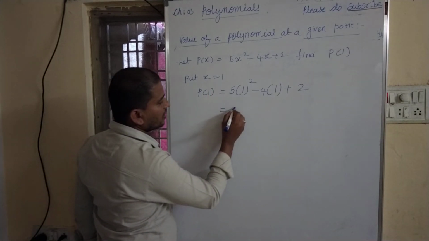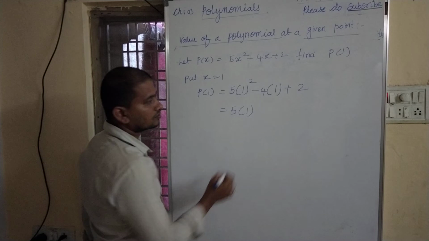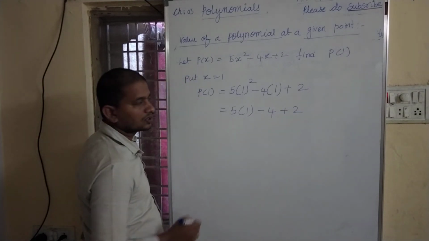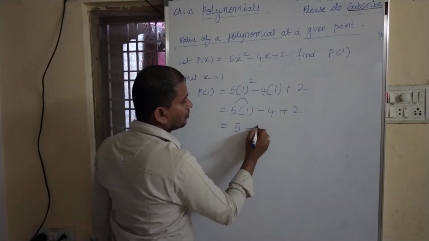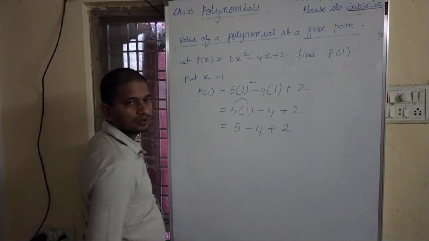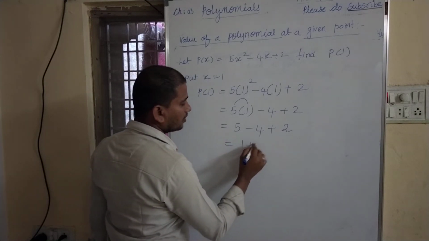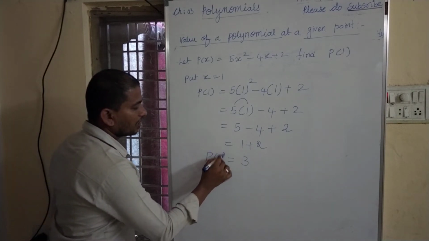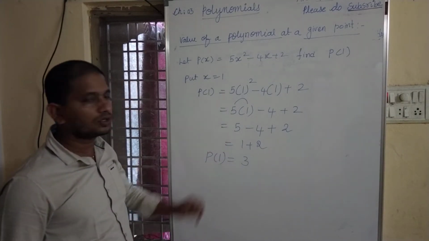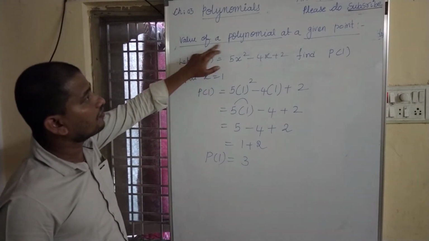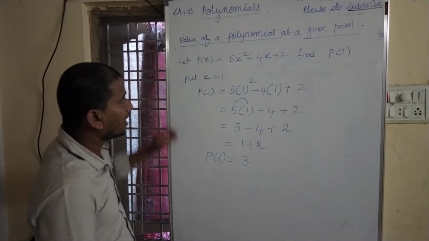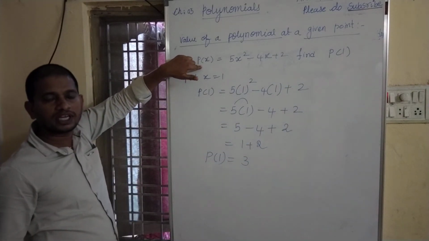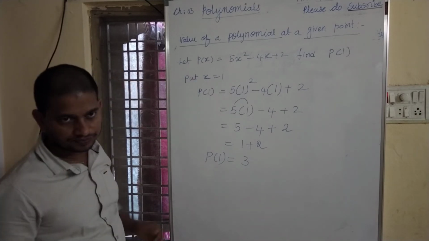Got it? So 5 into 1 square, value 1, minus 4 into 1, 4, plus 2. So 5 into 1, 5, minus 4 plus 2. 5 minus 4 is 1, plus 2, which is equal to 3. So p of 1 is equal to 3. This is the value of a polynomial at a given point. So the value of polynomial p of x is 3 at the given point x equal to 1.